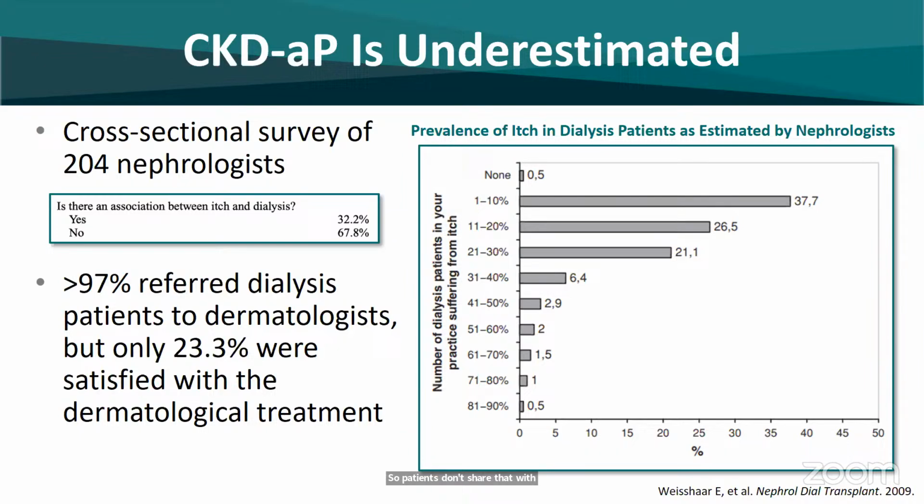They looked at a cross-sectional survey of 204 nephrologists, asking what they thought the prevalence of pruritus was, and asking them, is pruritus related to dialysis? 32% of nephrologists surveyed out of the 204 said yes, while almost 68% said no. Greater than 97% of the dialysis patients were referred to a dermatologist, but only 23% of those patients who went to see a dermatologist were satisfied with their treatment.